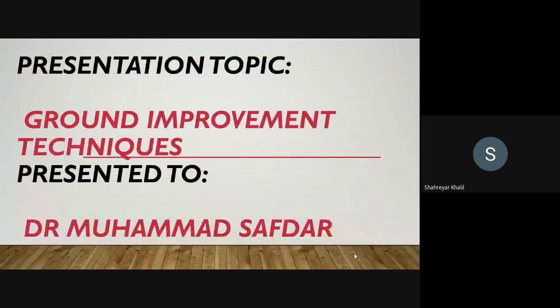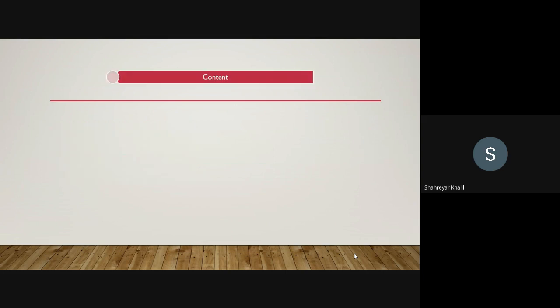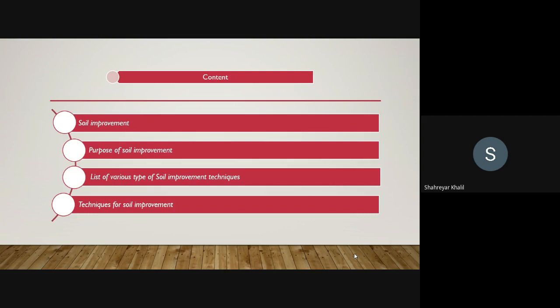Bismillah ar-Rahman ar-Rahim. Today the topic of presentation is ground improvement techniques. So these are my group members: Uzair Rahman, Nasir Wadud Babar, Muhammad Usman, myself Shehryar Khalil, and Sayyid Farooq Shah. So the contents of our presentation are soil improvement, the purpose of the soil improvement, a list of various types of soil improvement techniques, and techniques for soil improvement.